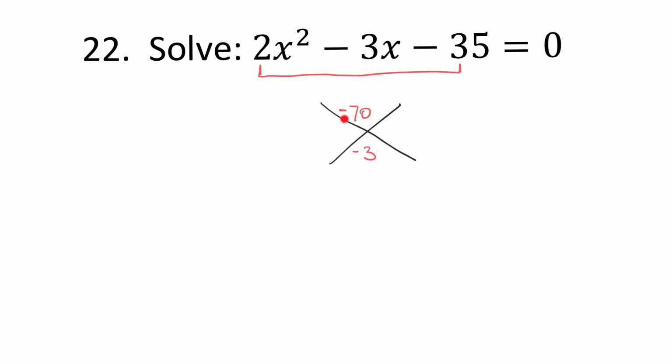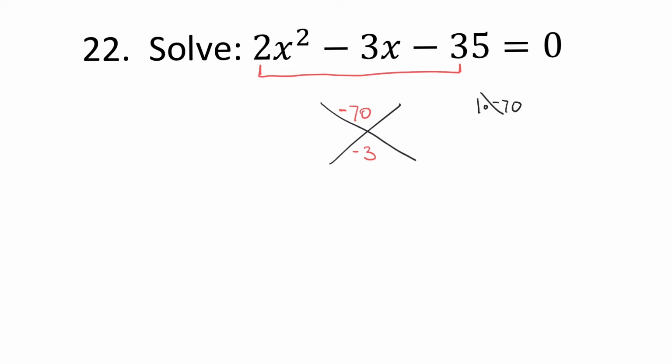Notice we do have a negative, so one of those numbers has to be negative, and the biggest number has to be negative because we need a negative 3. Now, this is where you can make a list. You can check your factors and just try. Don't give up, but you need to find those two numbers that multiply to negative 70 and add up to negative 3. So I always start with 1 times negative 70. I know it's not going to work, but I always do that.